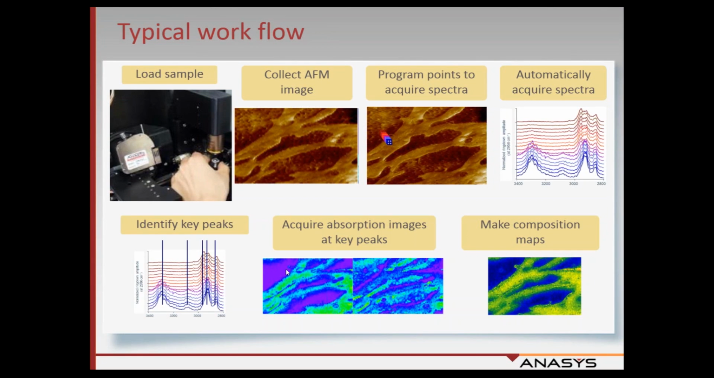So the typical workflow for performing an experiment is loading the sample, collecting an AFM image, and selecting locations either manually or programmatically. The system can then automatically acquire spectra, and using those spectra you can identify key peaks, which you can then acquire absorption images of, and by ratioing those absorption images you can make composition maps. So you have both composition maps as well as spectra on the surface of the sample.